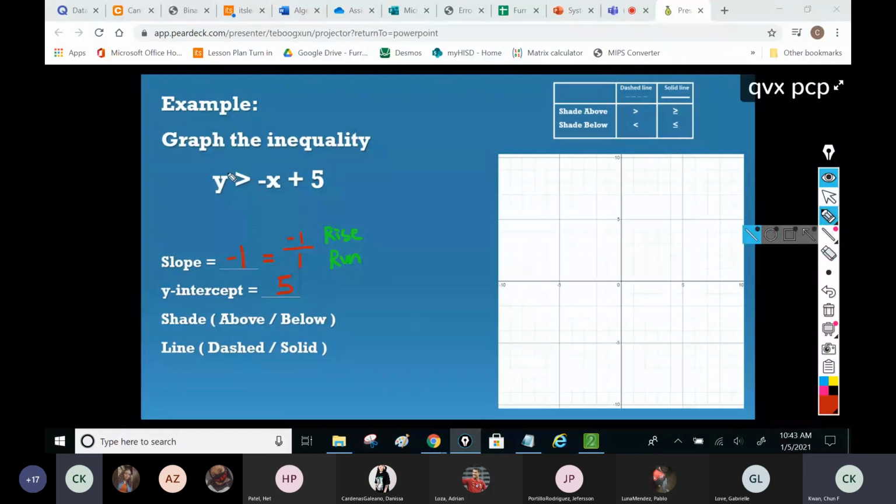All right, after that, we'll look at the inequality symbol right here. This is a greater than. That means we need a dashed line, and we also need to shade above. So we need it to be shaded above, and we need it to be a dashed line.